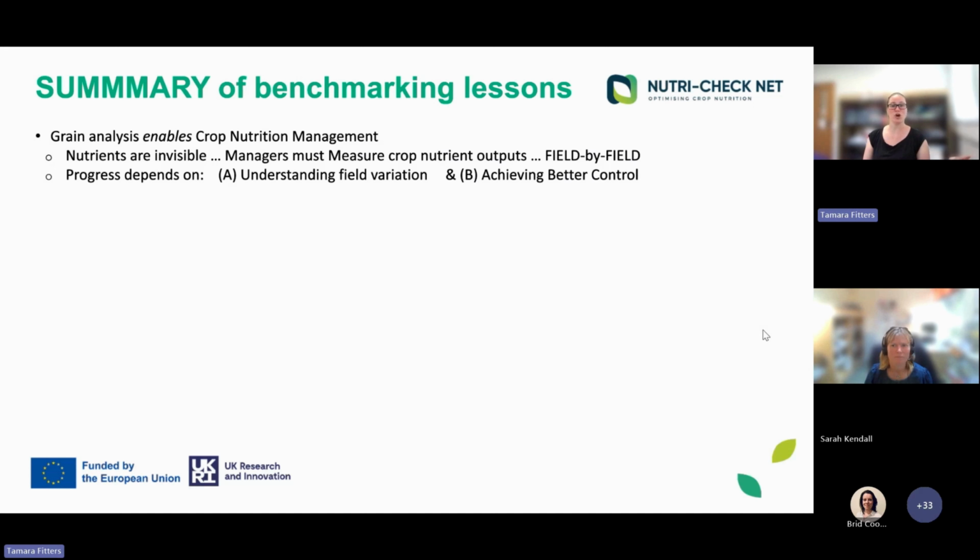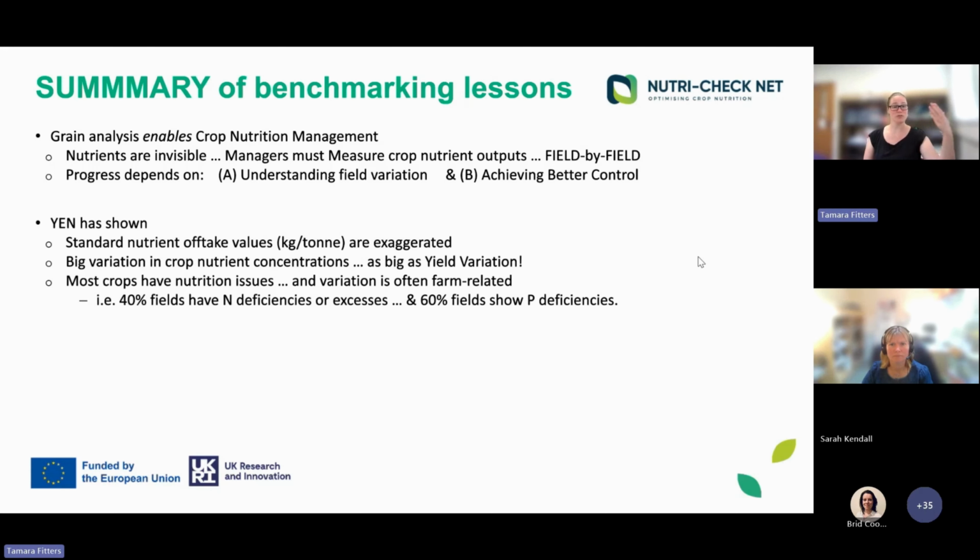So a summary of what I've been talking about shows that grain analysis enables crop nutrition management. The nutrients are invisible, we can't see them. Often when we do see a deficiency, it's already too late, really. So we want to manage our crop by measuring our crop on a field-by-field basis. To progress, we need to understand the field variation and we need to achieve better control. What we've seen from the yen is that the standard nutrient offtake values are exaggerated. There's a big variation in crop nutrient concentrations, and this is almost as big as the yield variation. Most crops do have nutrition issues, with only 14% who didn't, and the variation is quite often farm related.